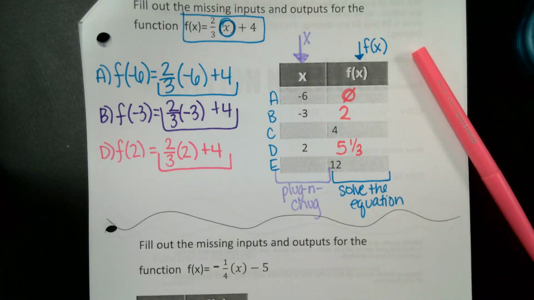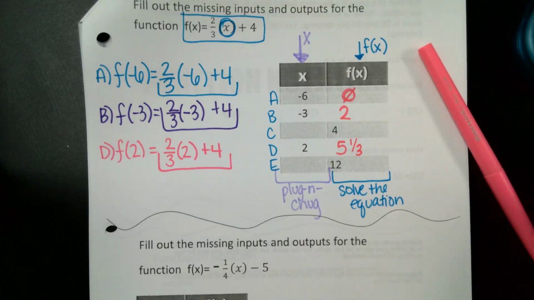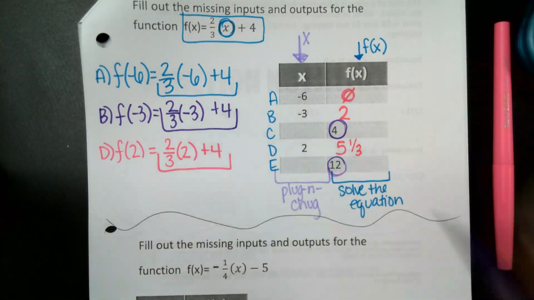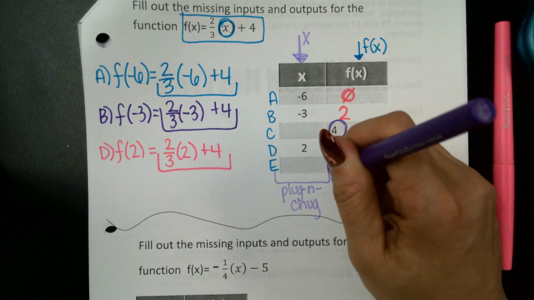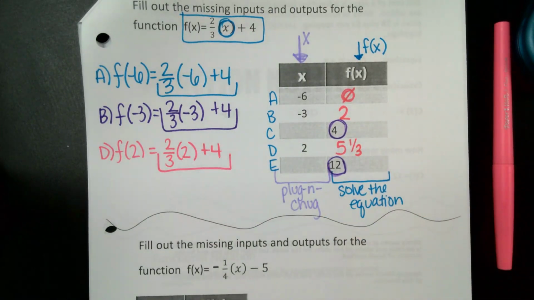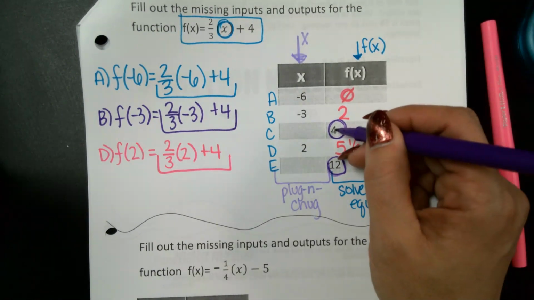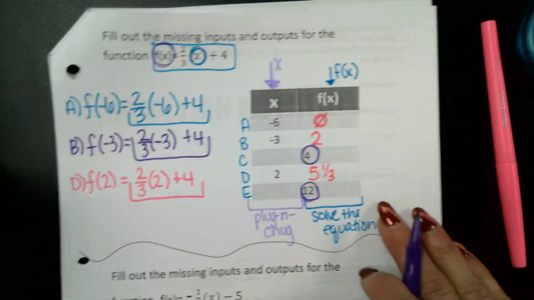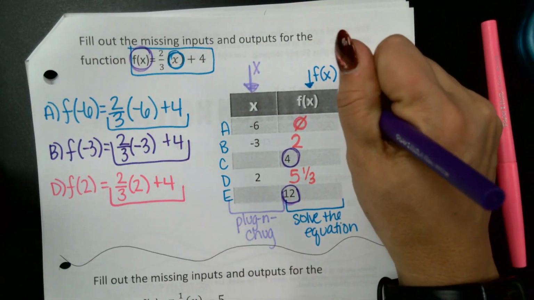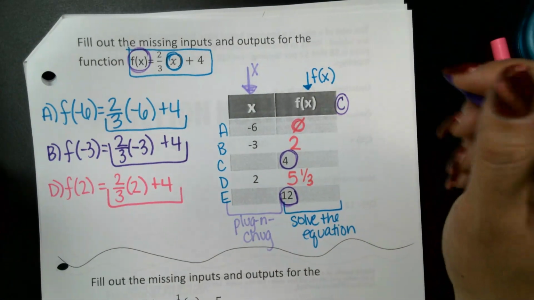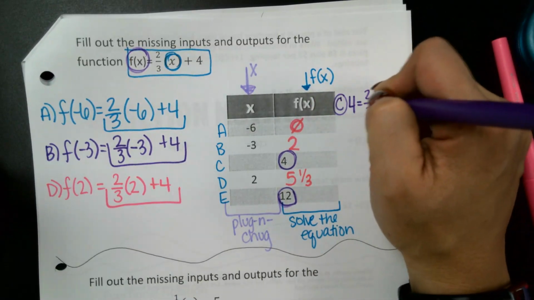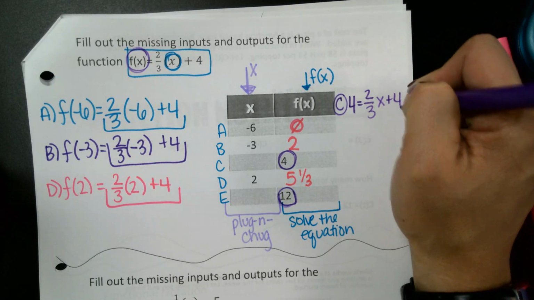Okay. Now, if they have given us this number, so like for C and E, they have not given us X. They have given us the final answer. So we're going to plug the 4 in where the f of X is. I shouldn't have written so big. So letter C I'm going to work out over here. I would put 4 equals 2/3 X plus 4.